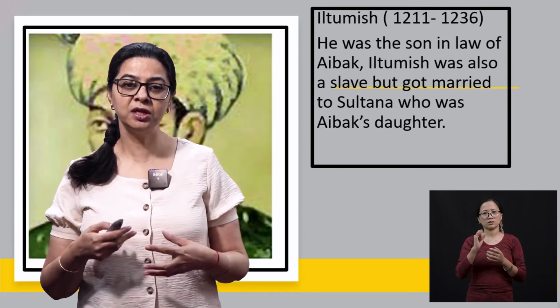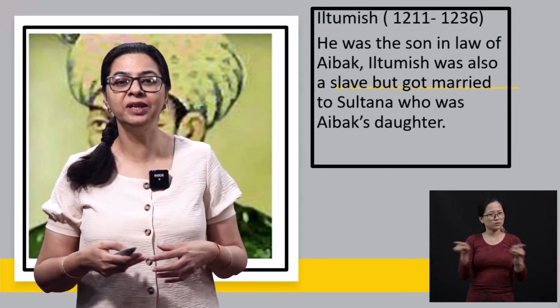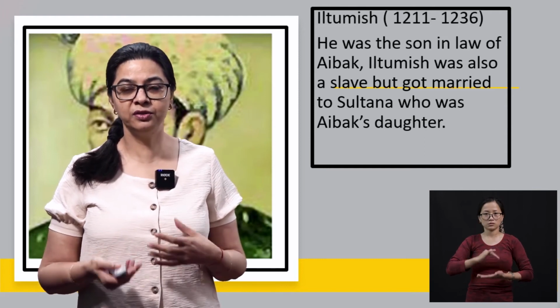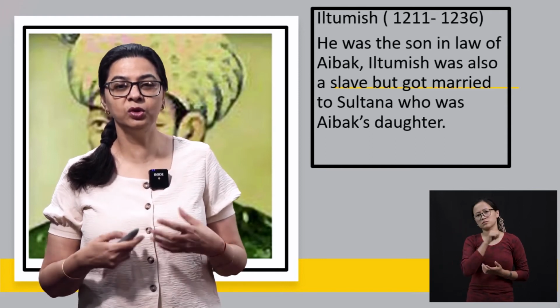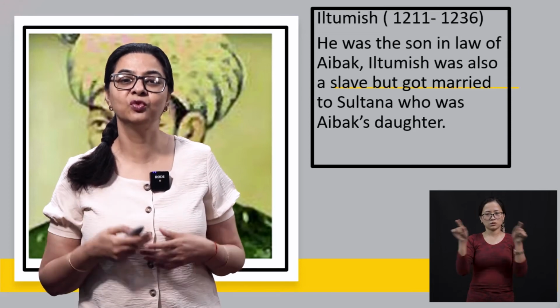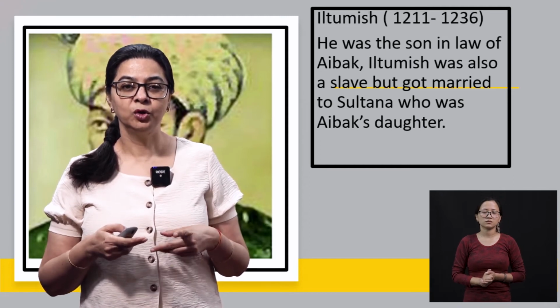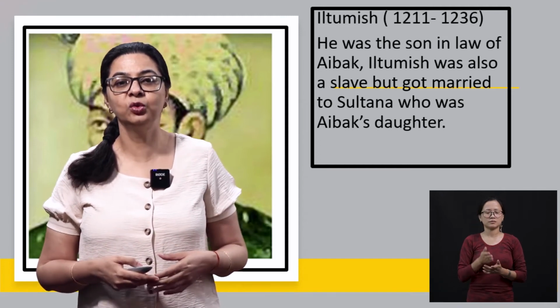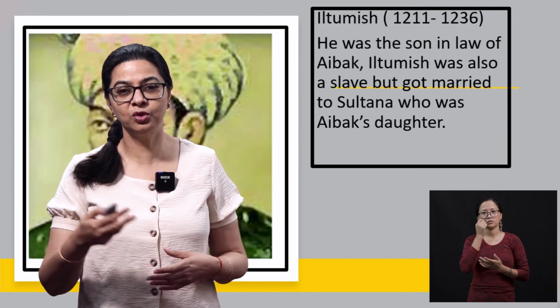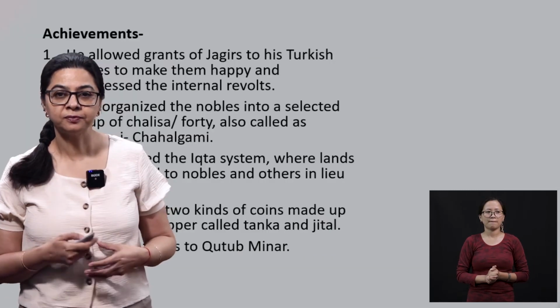So if you see, the succession is not related to only sons. It is not that if the sultan dies, only the son can be the ruler. Here the line of succession was not organized in a sense that only the son would rule. So Iltutmish was the son-in-law of Qutbuddin Aibak.